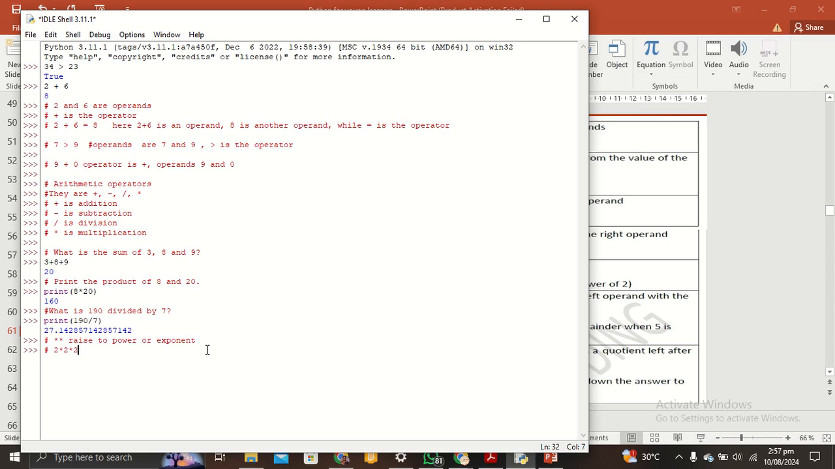3. So this thing is the same as 2 raised to power 3. 2 in 3 places is the same as 2 raised to power 3. That is 2 times 2 times 2. Do you now understand what raised to power means?